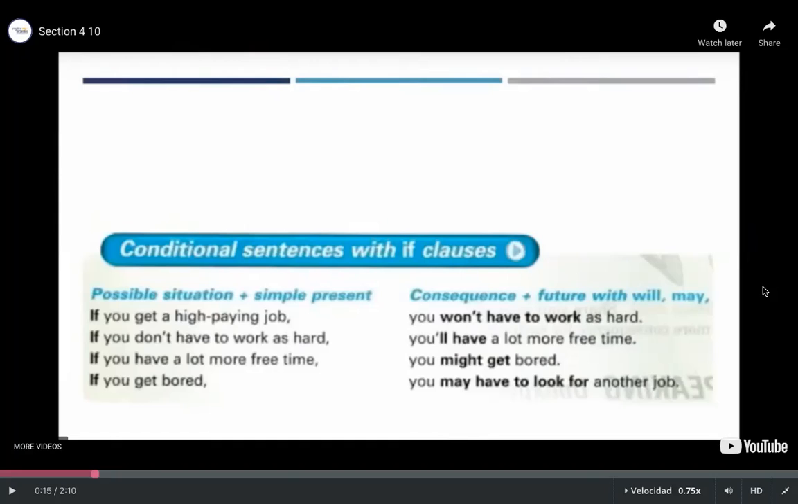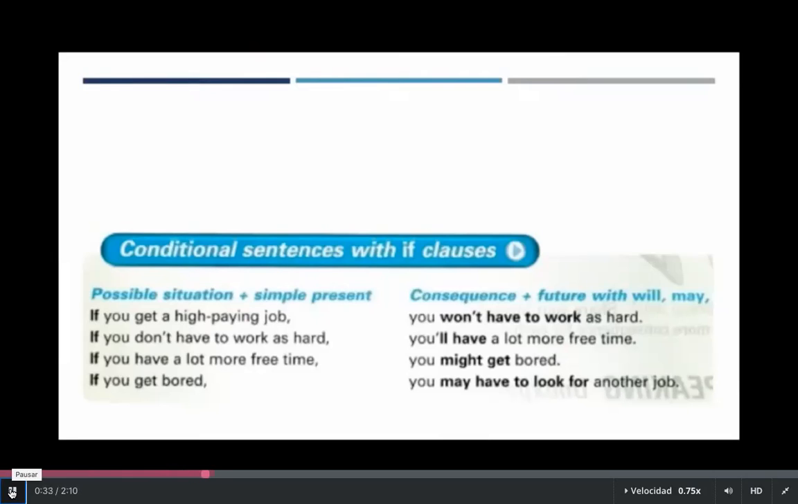Possible situation plus simple present: if you get a high paying job. Consequence plus future with will, may, or might: you won't have to work as hard.